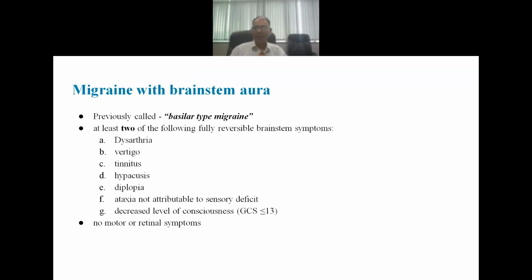Again, very important, of course, not that common: the basilar type of migraine, then migraine with brainstem aura. I know it's very, very difficult to recognize and connect this aura symptom with the migraine, because the symptoms I have enumerated here are dysarthria, vertigo, tinnitus, hyperacusis, diplopia, ataxia, and decreased level of consciousness. All these symptoms, you know that these are the functions of the brainstem in your body, but for a patient it is difficult to connect this with the onset of pain, or he may be always ignoring it.